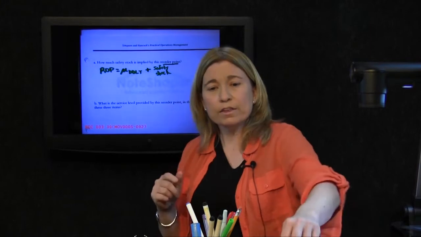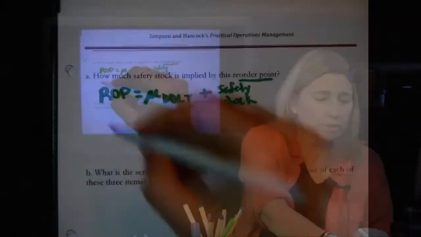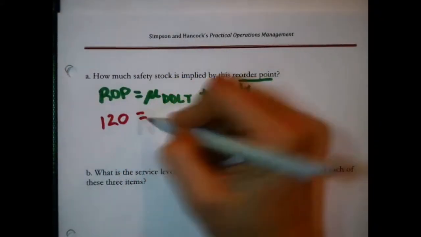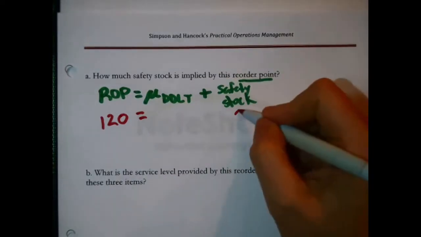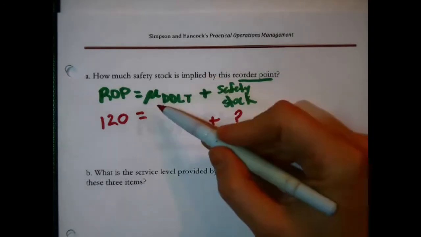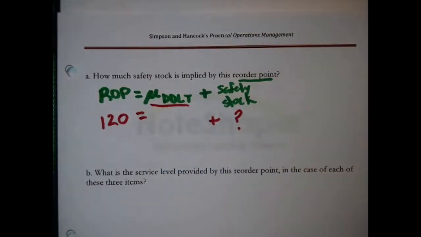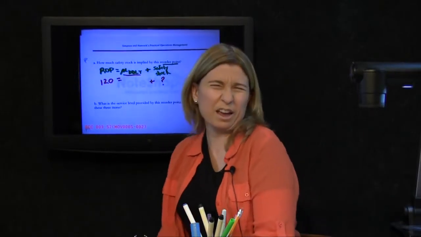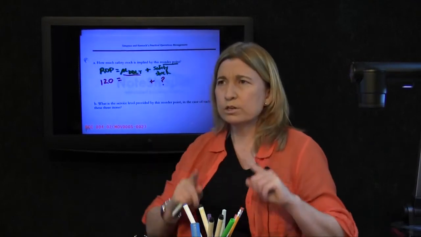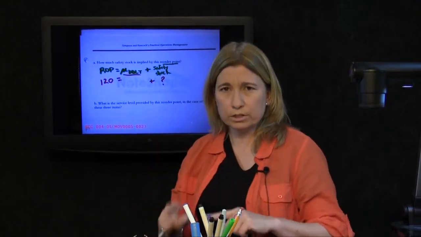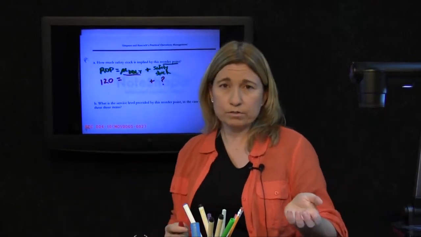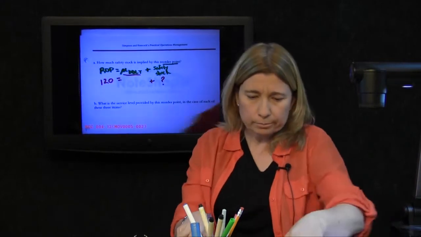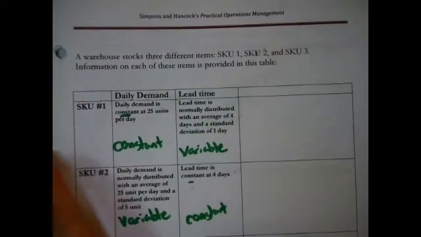Now, in this problem, notice that we already have that answer. For each item, we know that we're going to reorder at 120, and the question is, what's the safety stock? So in order to answer the problem, we need to first determine what is the average demand during lead time for each of these 3 items. Then we come back and we actually answer the question about safety stock. All right, let's see. Back to here.